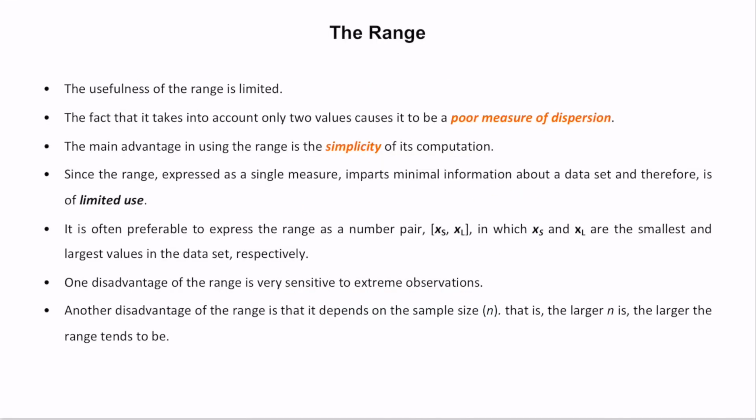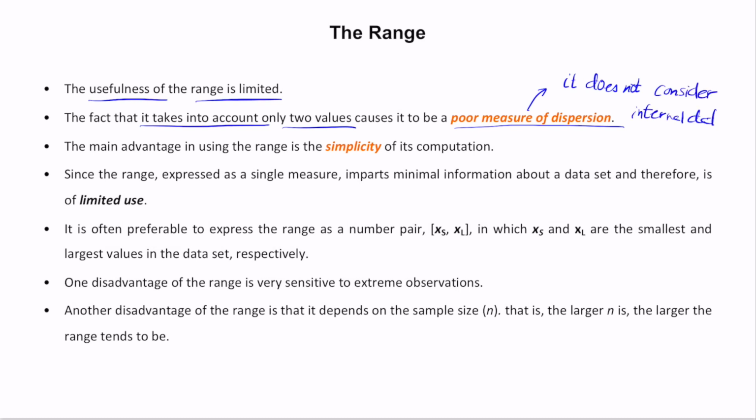So why range? Why can't we use anything else? The usefulness of range is generally limited. The fact that it takes into account only two values causes it to be a poor measure of dispersion, because it does not consider the internal data, which means that it does not consider any other data except the smallest value and the largest value.